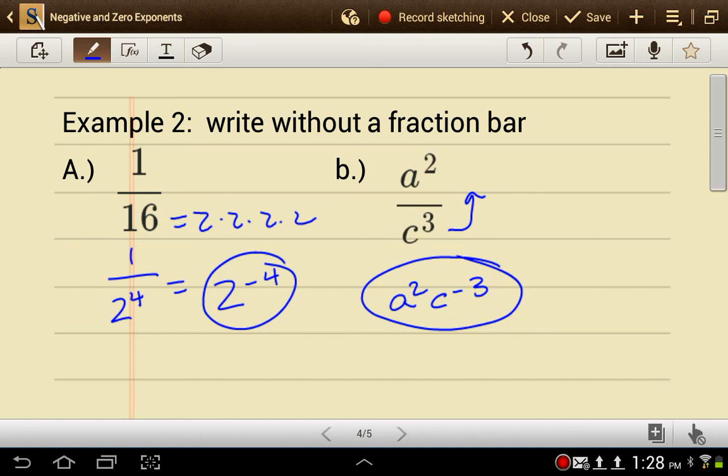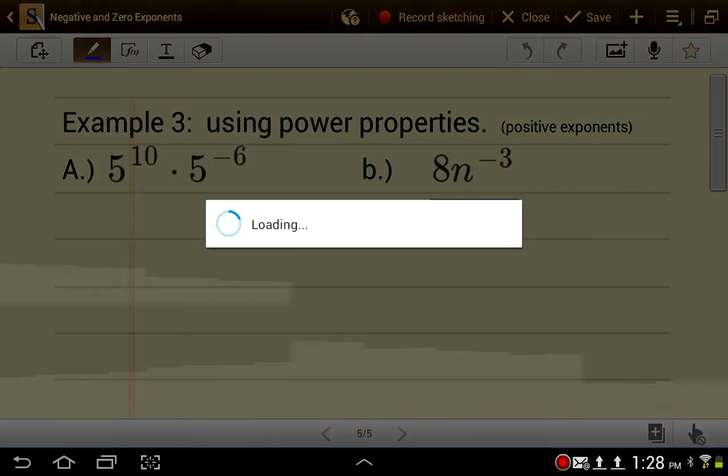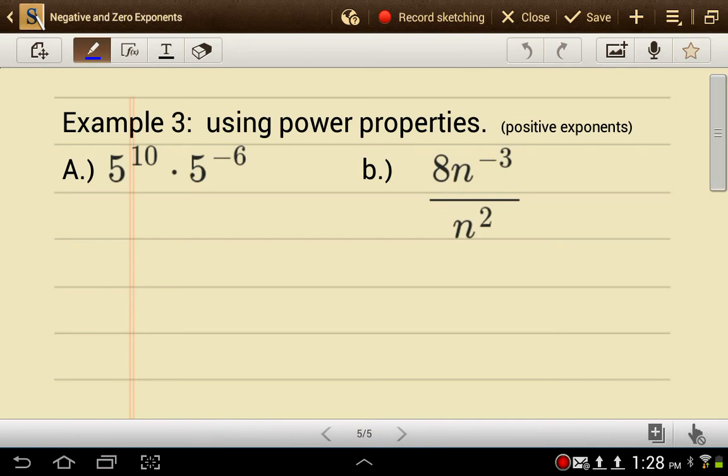All right, I'm going to go to my last example. In my last example, we're using our power properties, so our adding and our subtracting here. I want you to write your answer with positive exponents here at the end. So you've got to pay attention to the directions of what you need to do for your final answer. This one I want positive exponents.